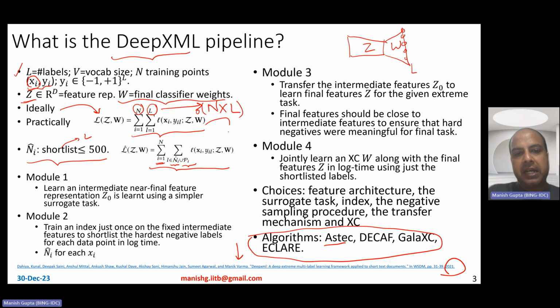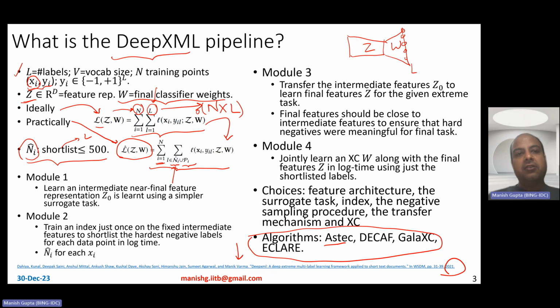You're going to approximate this ideal thing with this practical thing. So that's ideal, the L, and this L hat is practical, where you're going to approximate the computation over all negative labels with a shortlist of Ni hat selected negative labels. So don't get confused. Although N is basically used for the total number of training points, Ni hat is not about negative training points. It doesn't make any sense, right? Negative labels. Okay, so that's that.